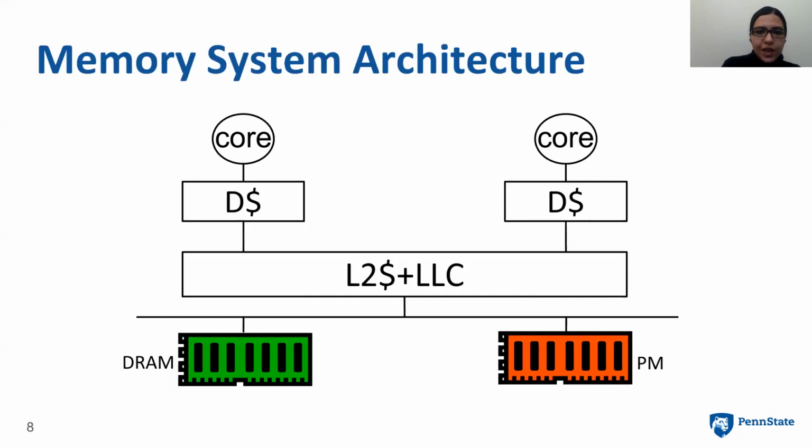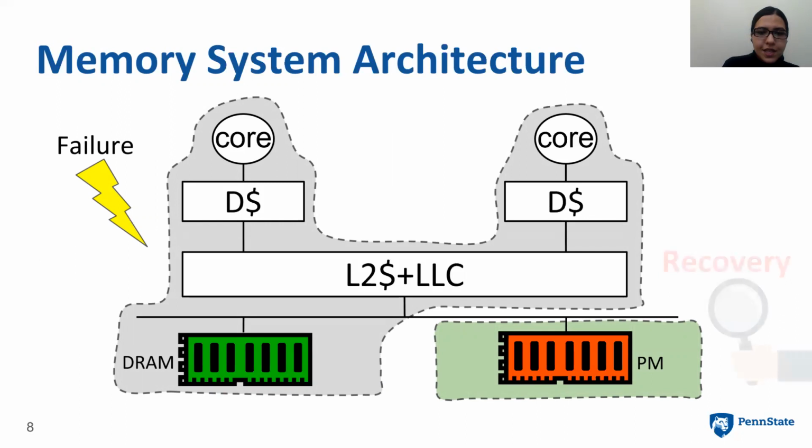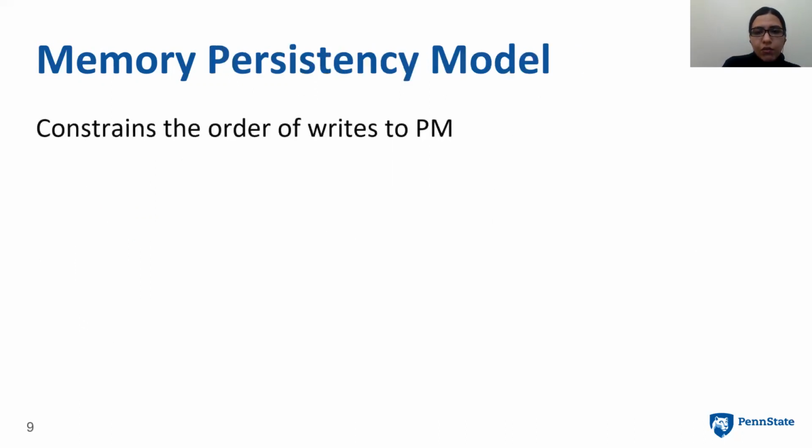In this work, we assume that persistent memory is connected through the memory bus similar to DRAM. And in case of a failure, cores, caches, and DRAM will lose their data, but PM will not, and can be restored to a consistent state using recovery mechanisms. However, recovery relies on the underlying memory persistency model that constrains the order of writes to PM.